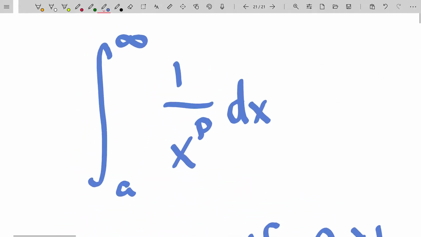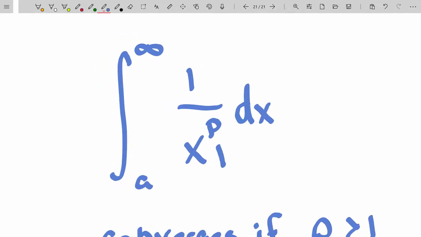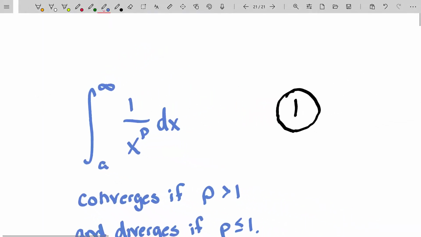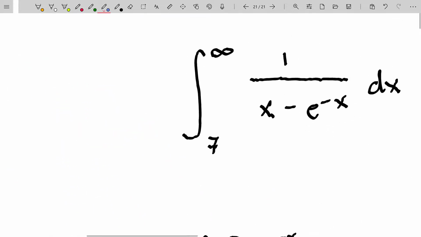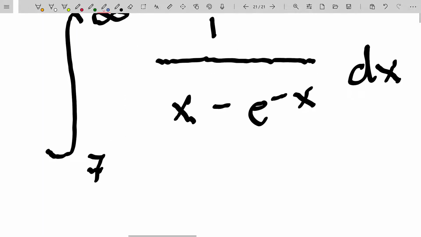Generally speaking, if you can write it as a constant over a polynomial, and the degree of that polynomial in the denominator is greater than 1, then you know it's likely to converge. That's the intuition. Of course, you will have to prove that. Well, in our first case right here, notice the denominator has more than just a polynomial. It has a polynomial x, and then it has an exponential e to the negative x.